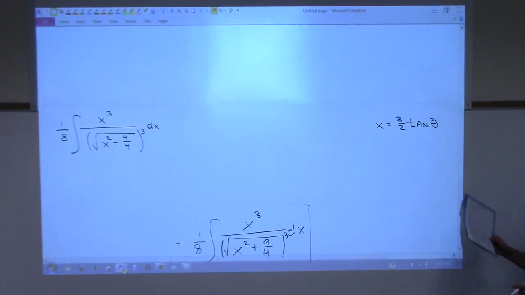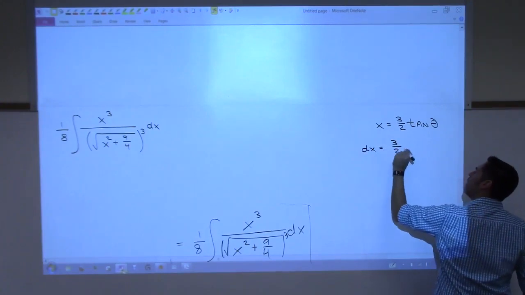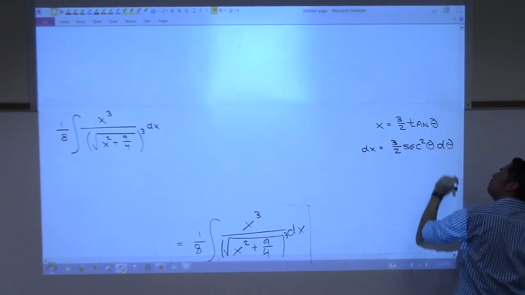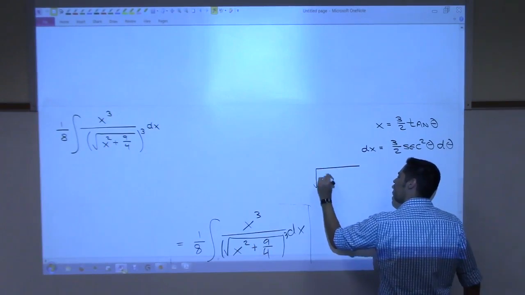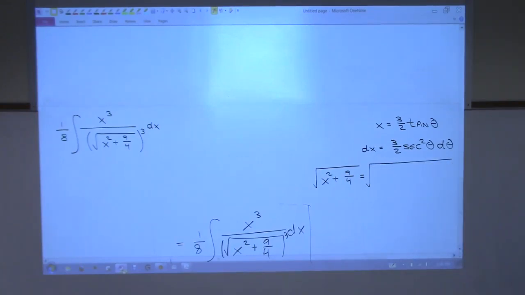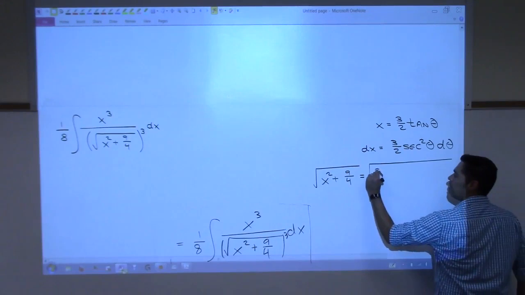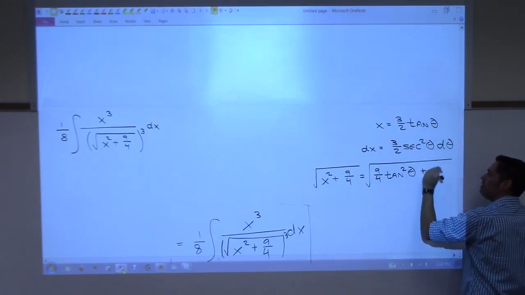Okay, Derek. There are 3 things we need now, right? So what's the first piece? Okay, good. And then moving along, I now need the root part, right? So what is the square root of x squared plus 9/4? So what's x squared, Derek? Three halves tan, that whole thing squared. So square the 3/2 and you'll get your 9/4, right? So you're going to have 9/4 tan squared theta, that's x squared, plus 9/4.